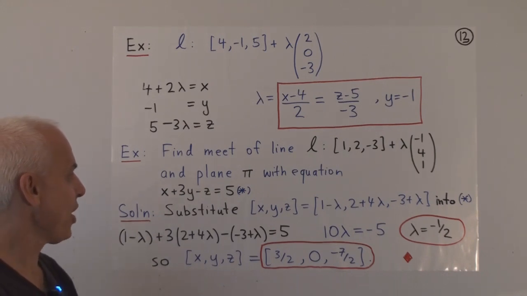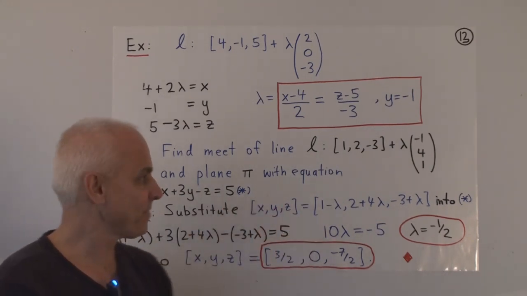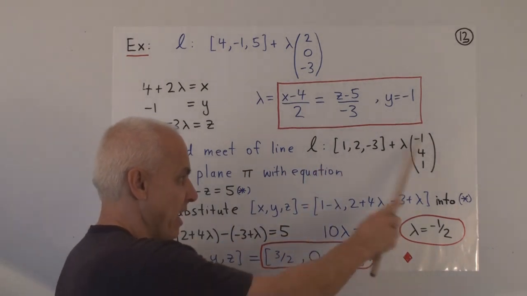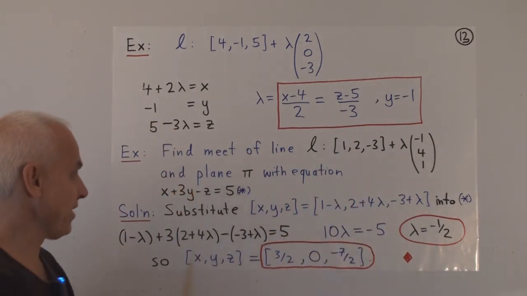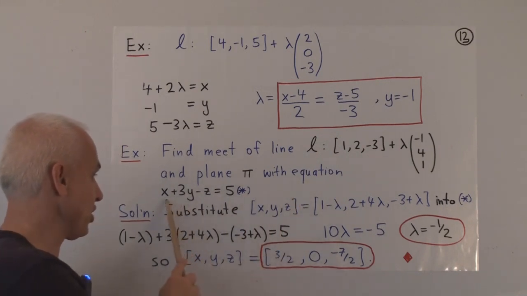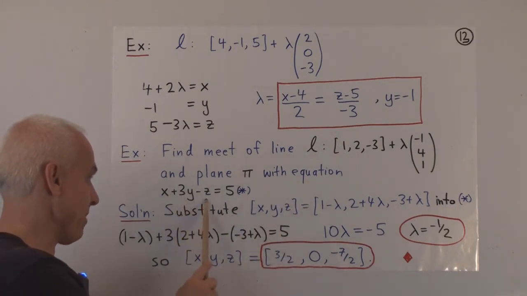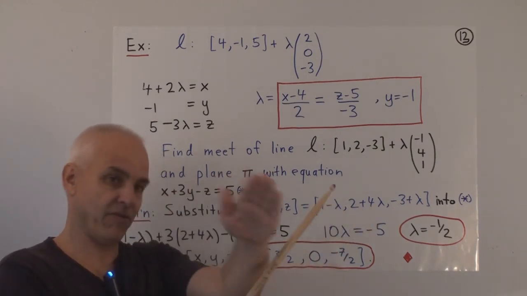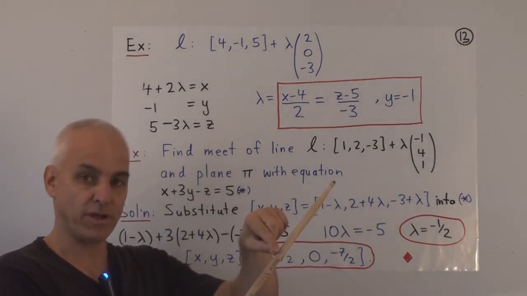All right, so here's a little example of a problem. Suppose we are asked to find the meet of the line L with this parametric equation and the plane pi with Cartesian equation x + 3y - z = 5. So we have a given line, we have a given plane, we want to find the point where they meet.